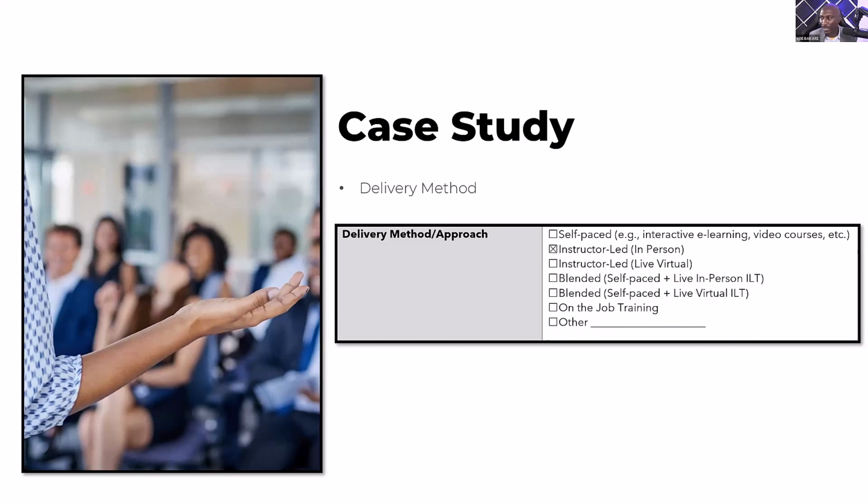Maybe a self-paced training might be better, right? So you really have to think about the specific situation that you're in and make the best judgment as to what will be the best way, or which approach would be the best for this particular training. All right, so let's just say for our company ABC, we figured that the best delivery method is an instructor-led or in-person training. Okay, so let's say that's the best approach. So we're going to go with that, right?